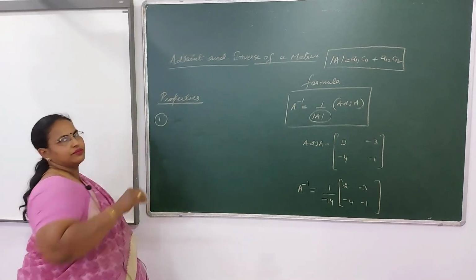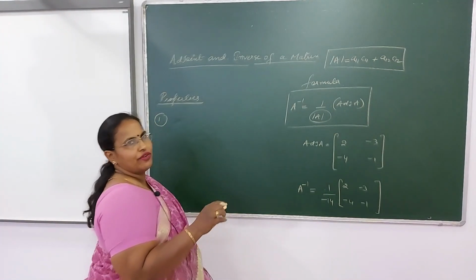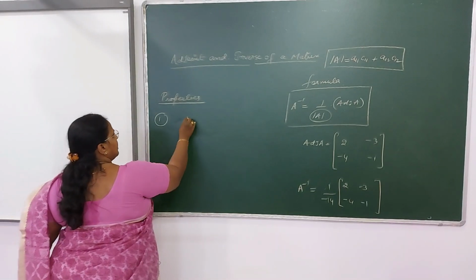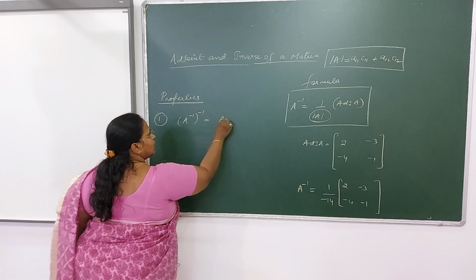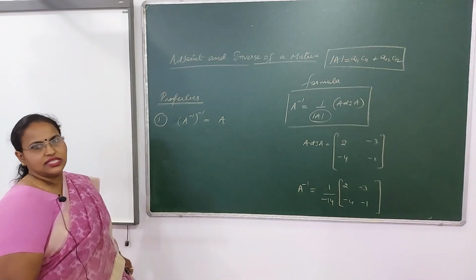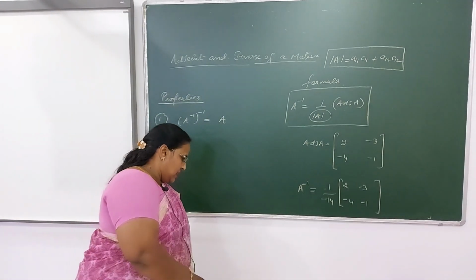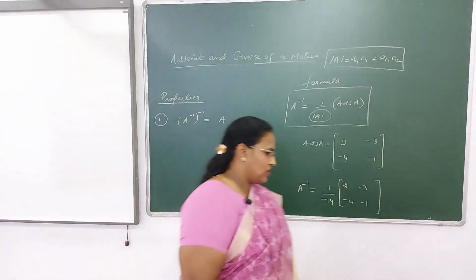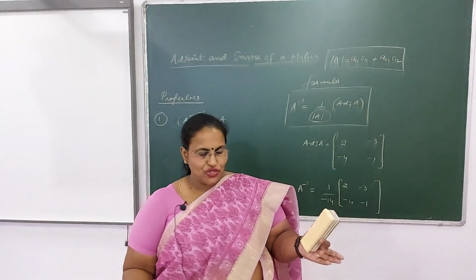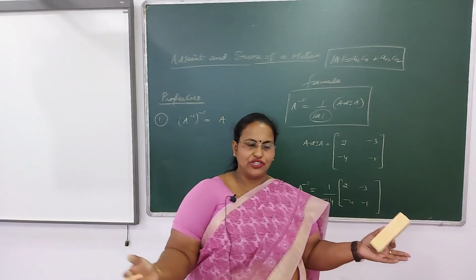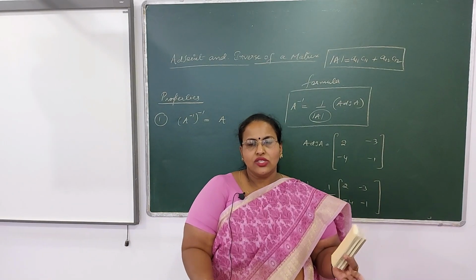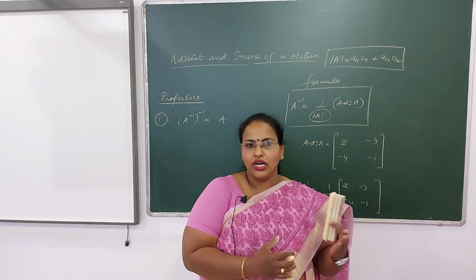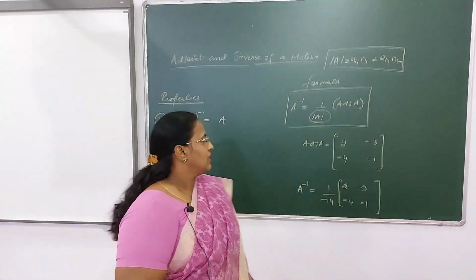All important properties based on inverse of a matrix. First property: if A is a square matrix of any order, then A inverse whole inverse is equal to A. This is the first one. All these properties are important because later on while solving questions you will require them, or maybe objective questions will be directly based on these properties. So you have to learn all these properties.